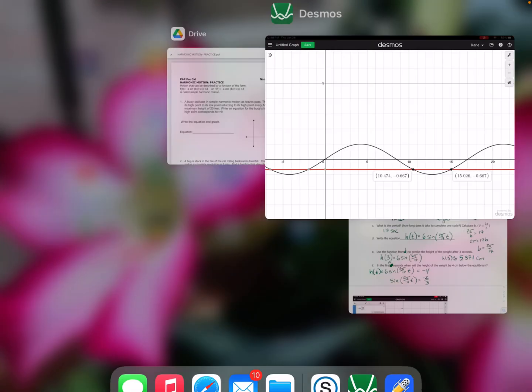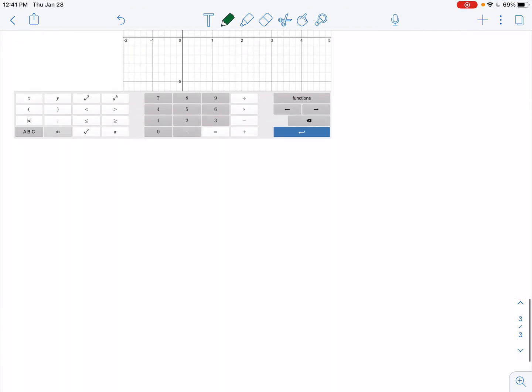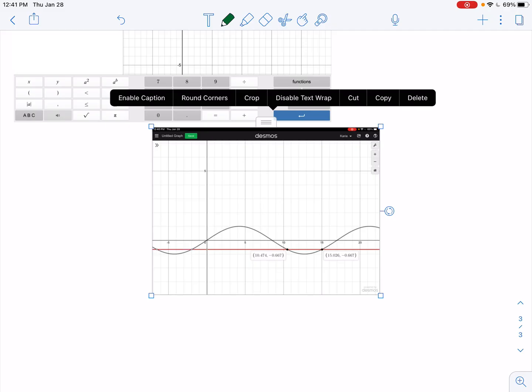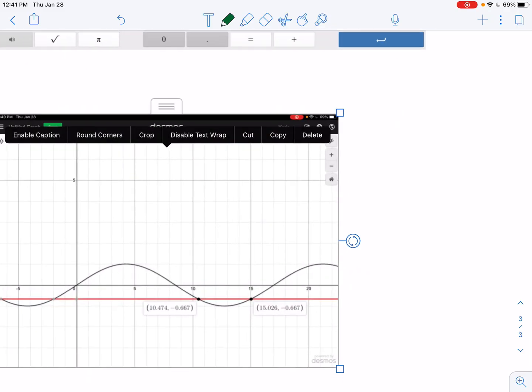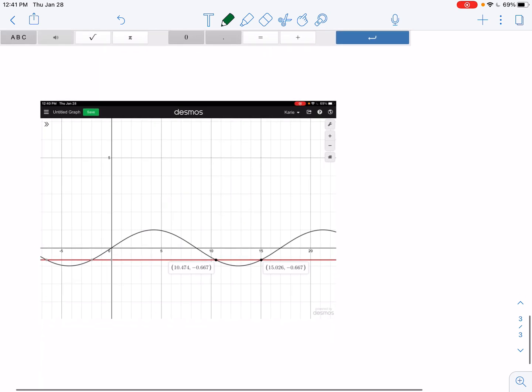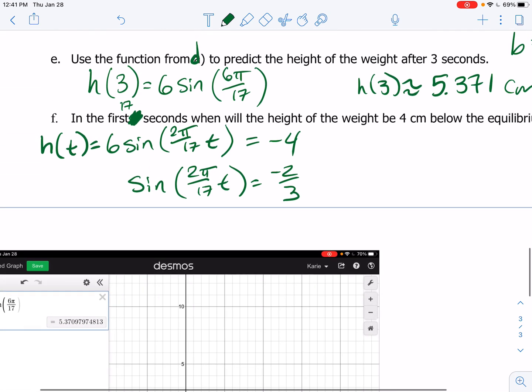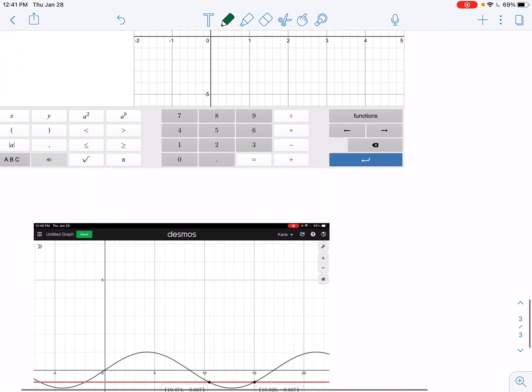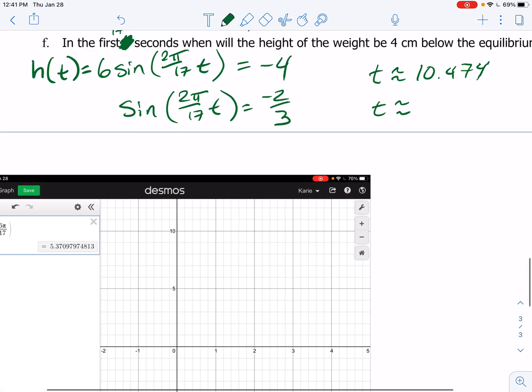So let's bring that back in here. And when did that happen? At 10.474. And the other one was 15.026.